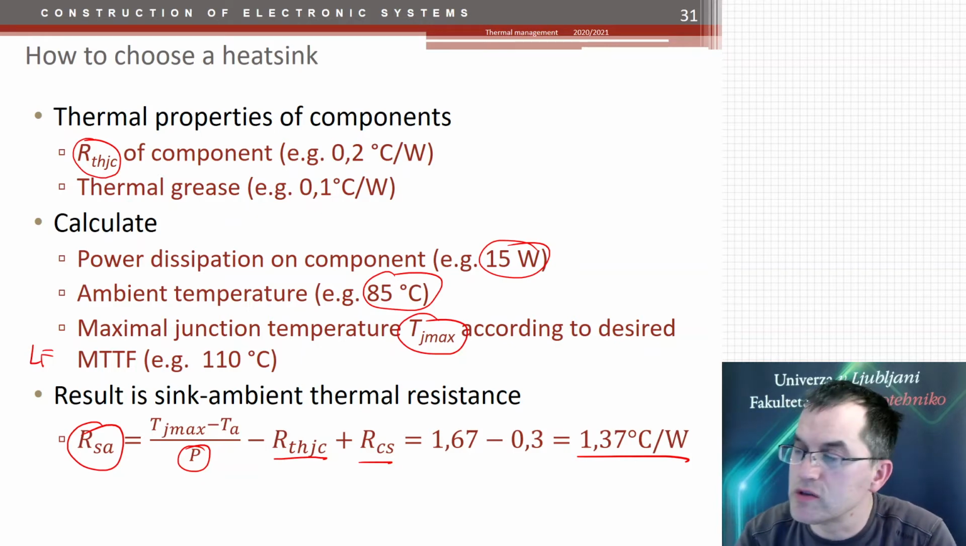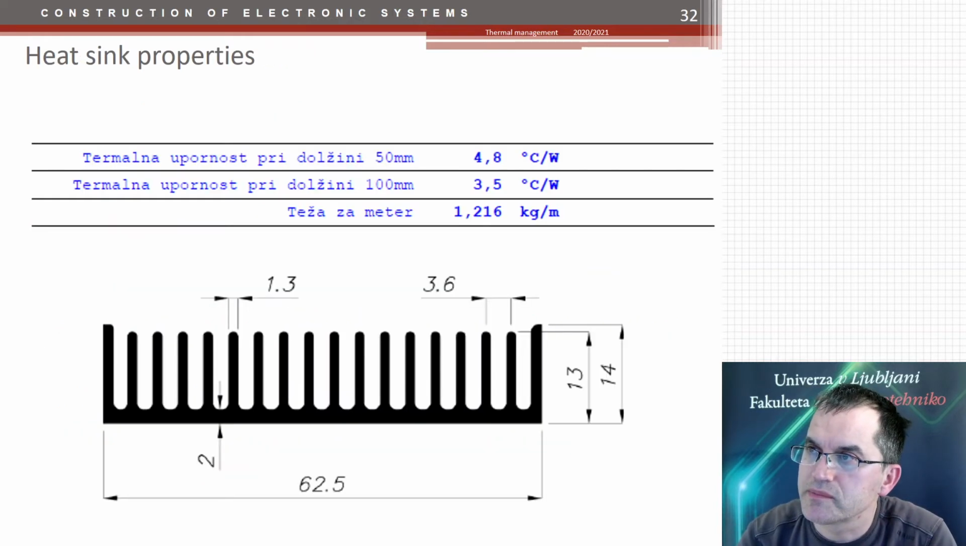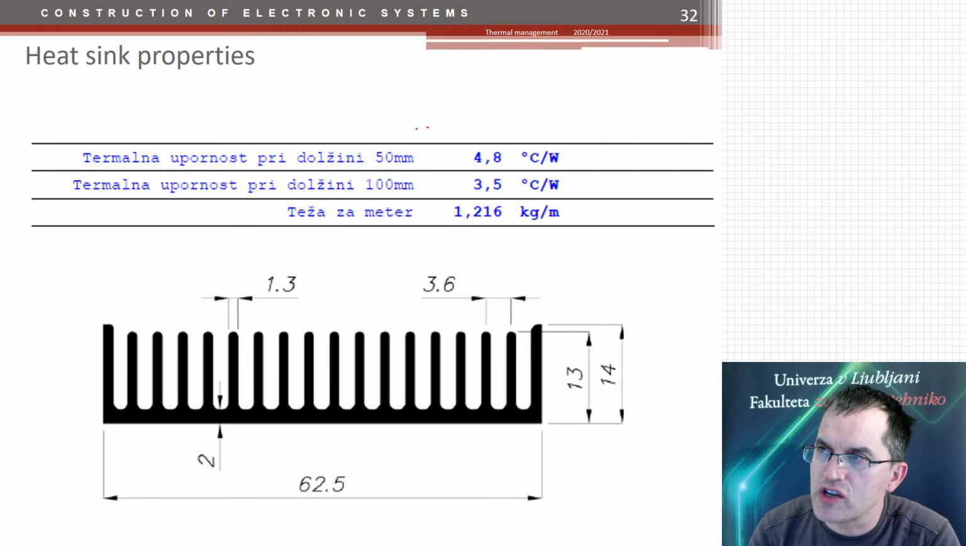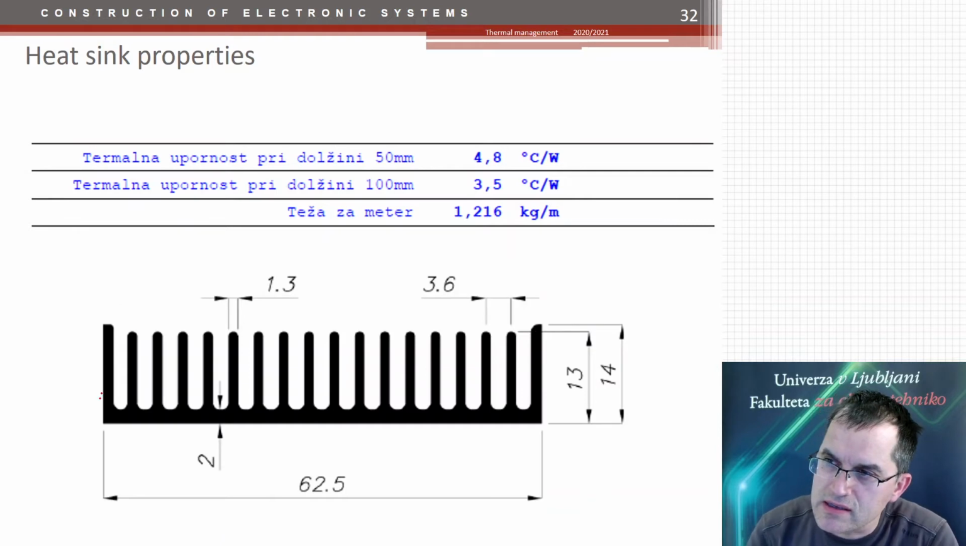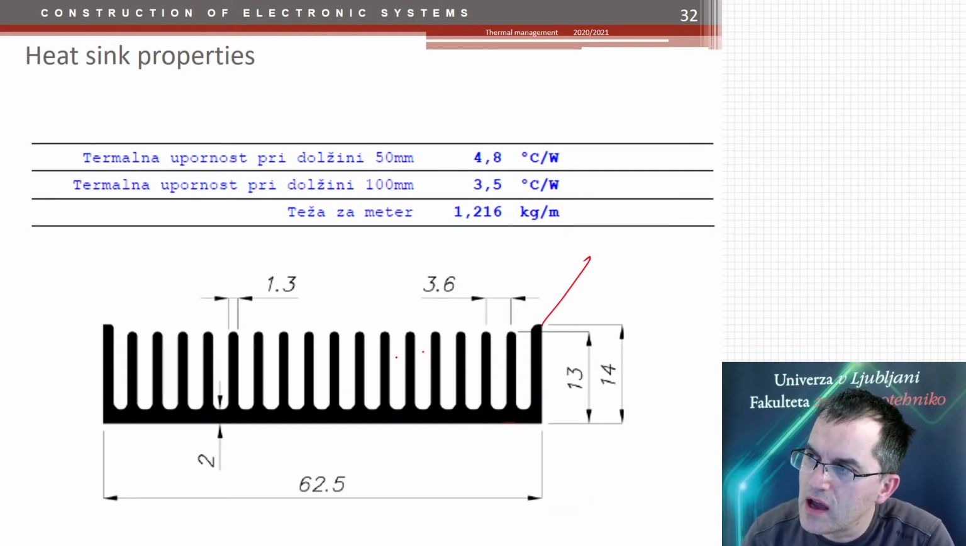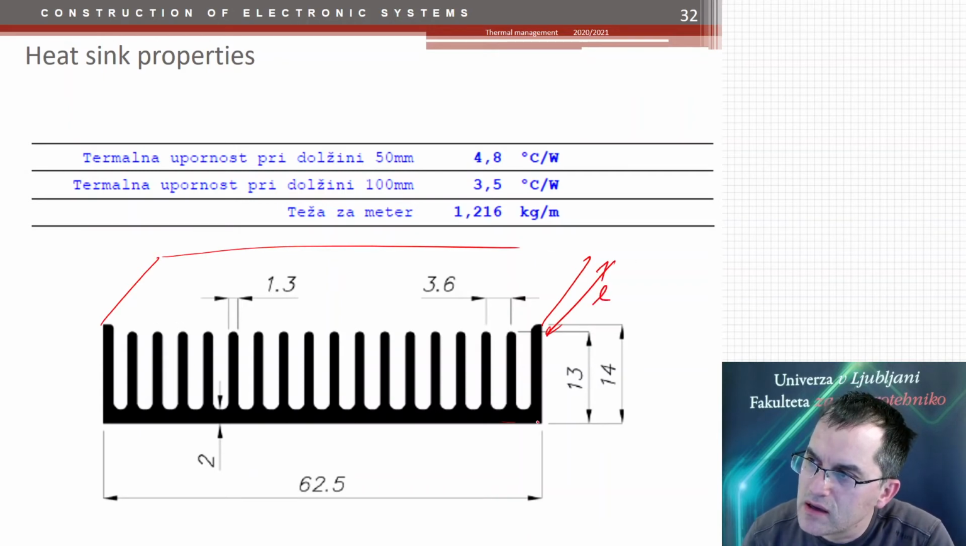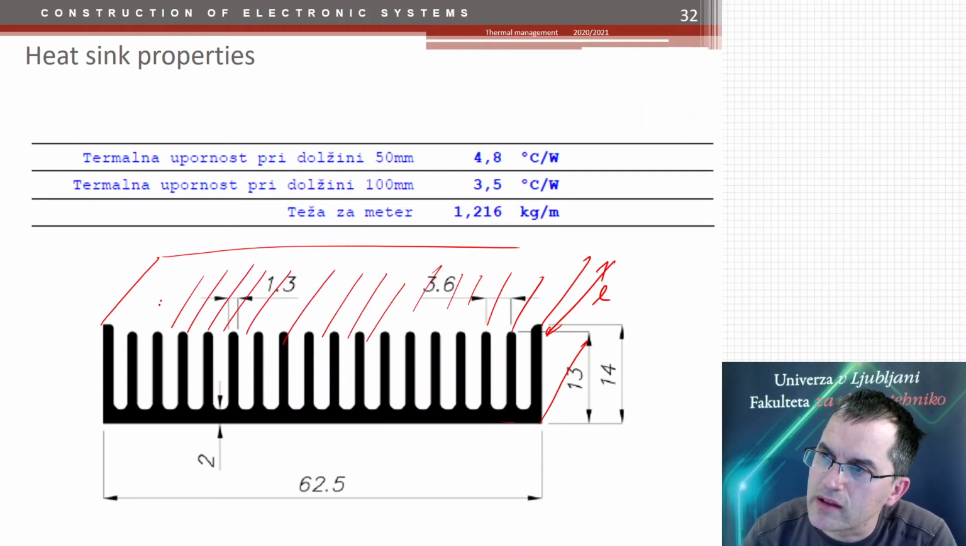Now, how do you choose the heatsink? Well, the heatsink properties are given here for a certain heatsink from this data sheet. It gives you the thermal resistance at some certain length. So this is a cross section of the heatsink, and then it could be bought at different lengths. So this is the length of the heatsink. If you draw it in 3D, you can imagine it like that.